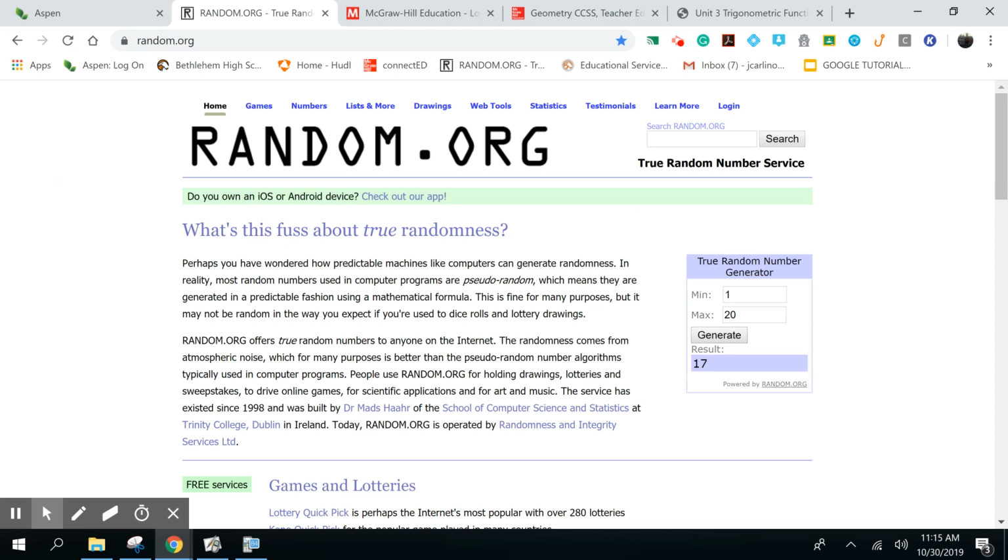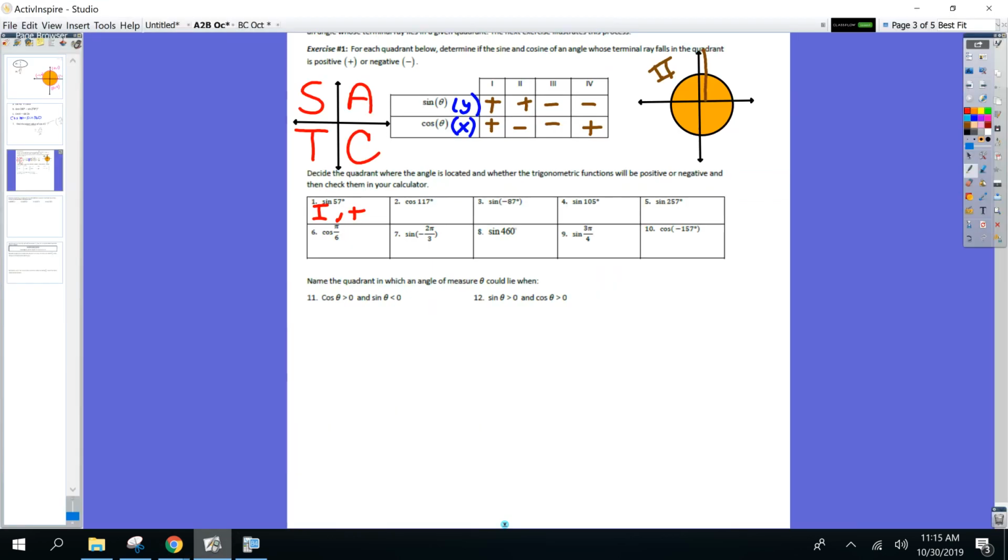All right, next up, I'm going to need a lot of people here. Nice. 117. It is in the second quadrant, and it's cosine, Ashley. Because what's the only thing positive? S, sine. That's how I use this.